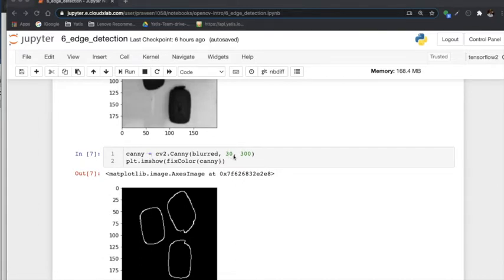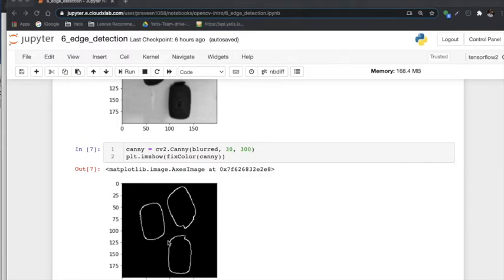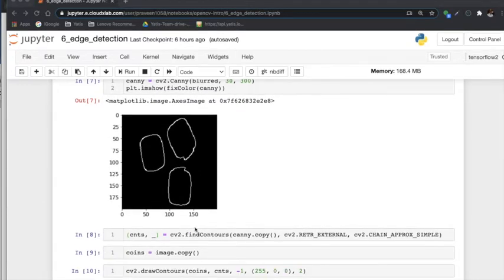We have applied a min val of 30 and a max val of 300. And after I've done that, we get a neat outline of all my devices, a very clean contour. So the contours are very cleanly identified, as you can see, with the Canny edge detector.